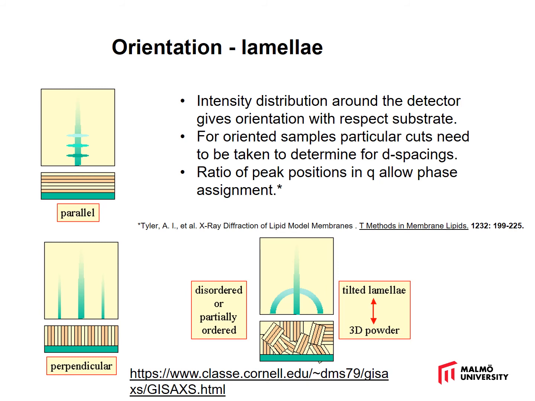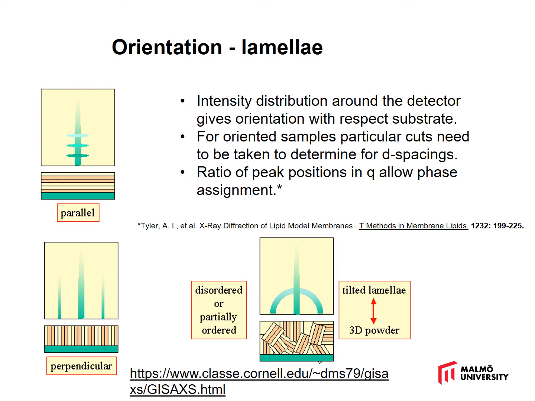If you have random domains, then you start to get something like a powder ring. And one can imagine between the three cases, one might have different patterns which represent different situations between those three extremes that I've given. So just to summarize this slide, the intensity distribution around the detector gives orientation with respect to the substrate. If one wants to come to analyze this, and this is what I'll explore a little bit further in the problems that we give, one needs to take particular cuts along the detector, and I'll show how to do that with Fit2D.